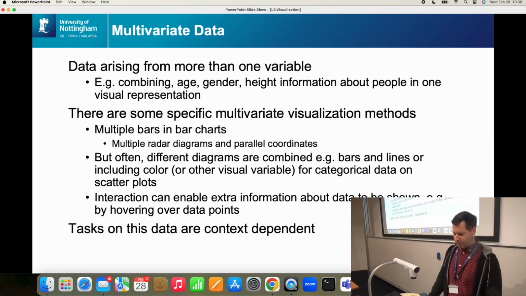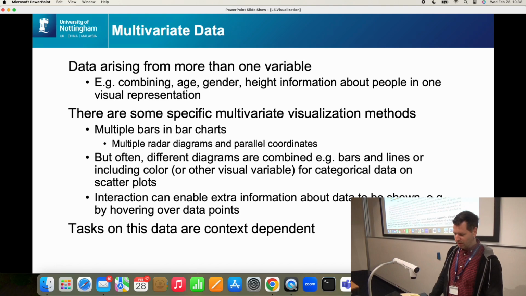We can have multivariate data, right? Data that combines several variates together, like age, gender, height could be all combined in one visual representation. There are some dedicated multivariate visualization techniques like multiple bars and bar charts, radar charts and parallel coordinates. Sometimes charts are combined together.